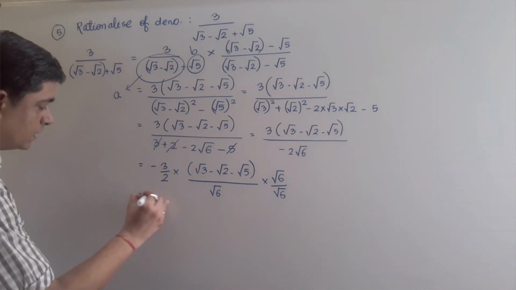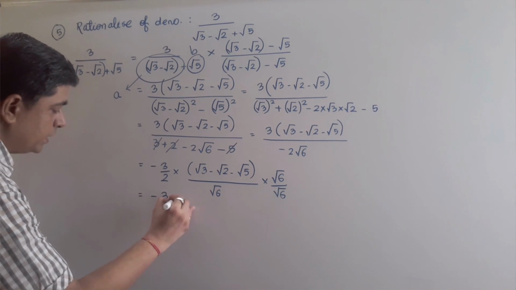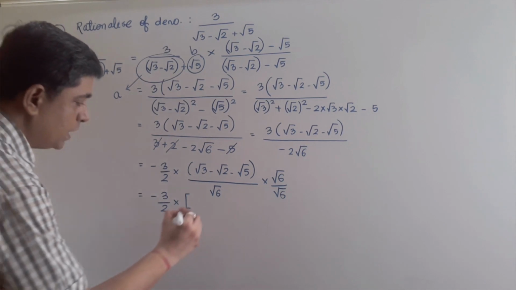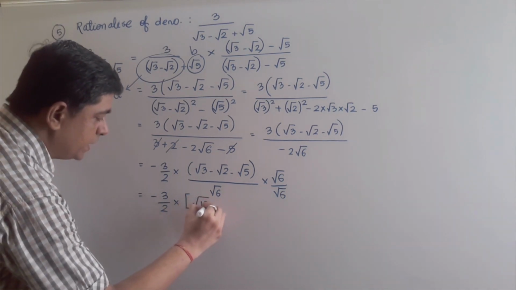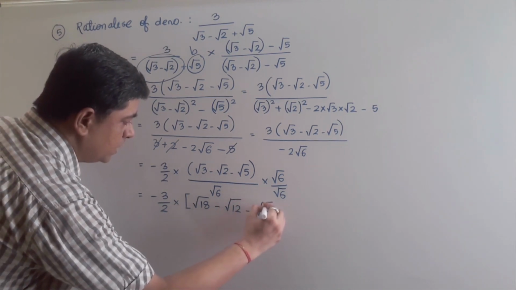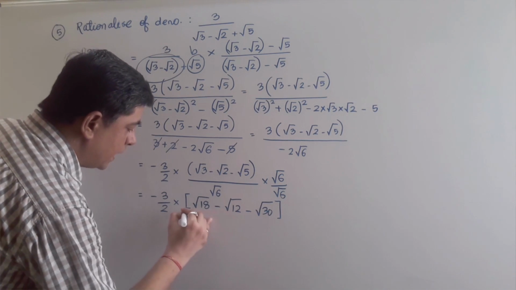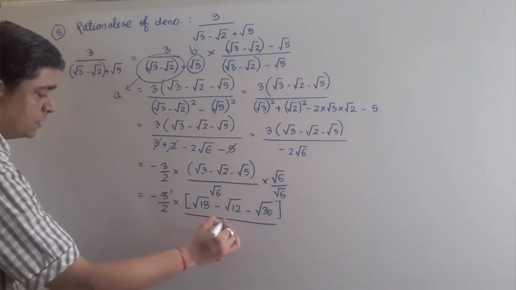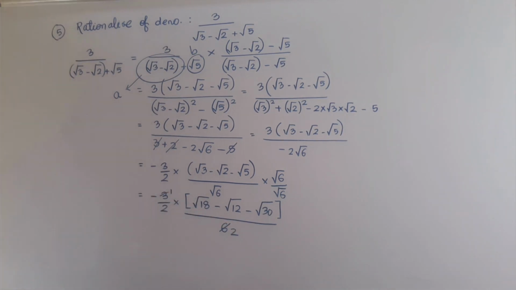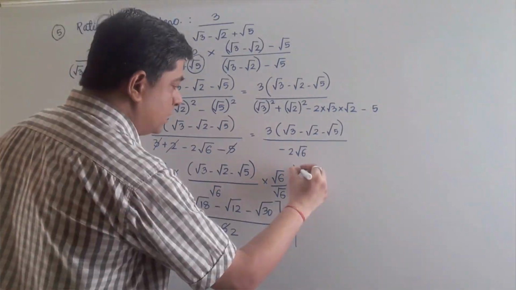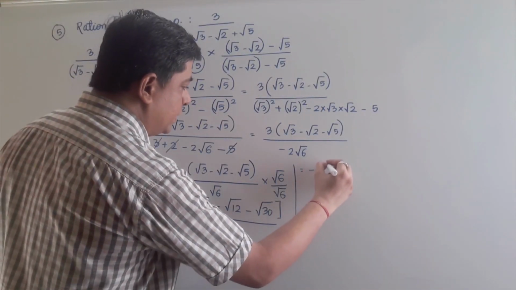So now I will get minus 3 upon 2 into the bracket. What will come? Root of 6 multiplied by root of 3 will become under root of 18, minus under root of 12, minus under root of 30. 6 into 5 will become 30, and 6 is coming upon it. Now 3 ones are 3 and 3 twos are 6, we can cancel, right? 2 and 2 will multiply, that will become 4. So I will write down the remaining part. So this will become minus 1 upon 4 into the bracket.